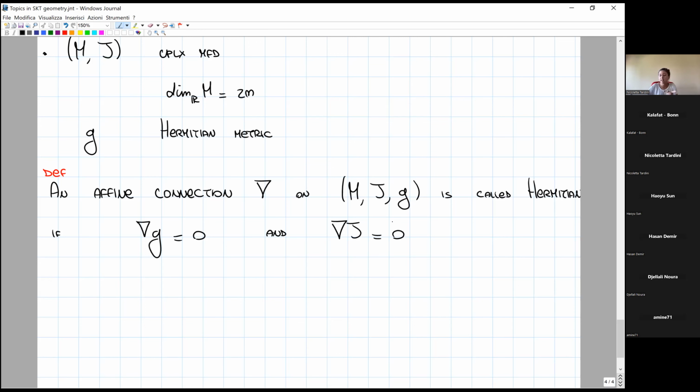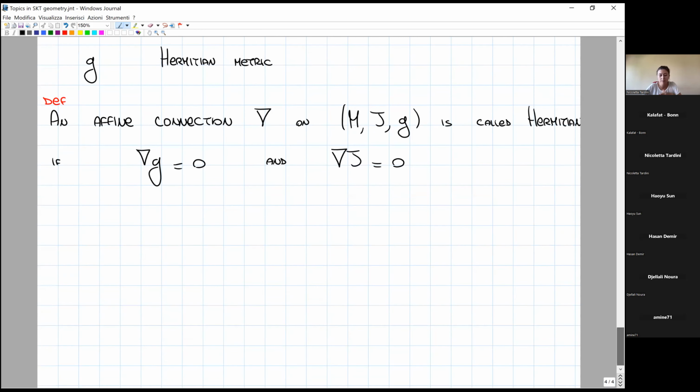Careful, I'm not saying anything on the torsion of the connection. Okay, so recall that the torsion of a connection is defined in this way. X and Y are vector fields. So T(X,Y) is defined as nabla_X Y minus nabla_Y X minus the Lie bracket of X and Y.